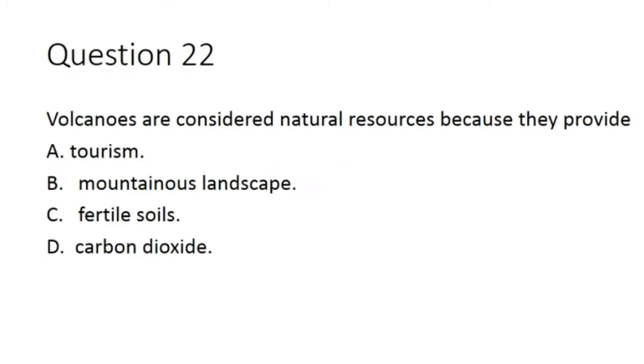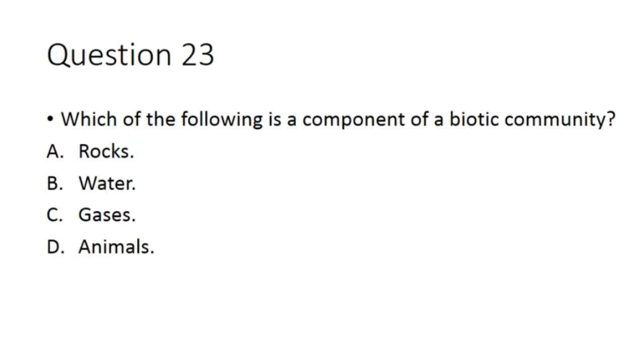22. Volcanoes are considered natural resources because they provide A. Tourism, B. Mountainous landscape, C. Fertile soil, D. Carbon dioxide. The correct option is option C. 23. Which of the following is a component of biotic community? When we talk of biotic community, it is any living component that affects the population of another organism or the environment. This includes animals that consume the organism and the living food that the organism consumes. Biotic factors also include human influences, pathogens, and disease outbreaks. So the correct option for question 23 is D.